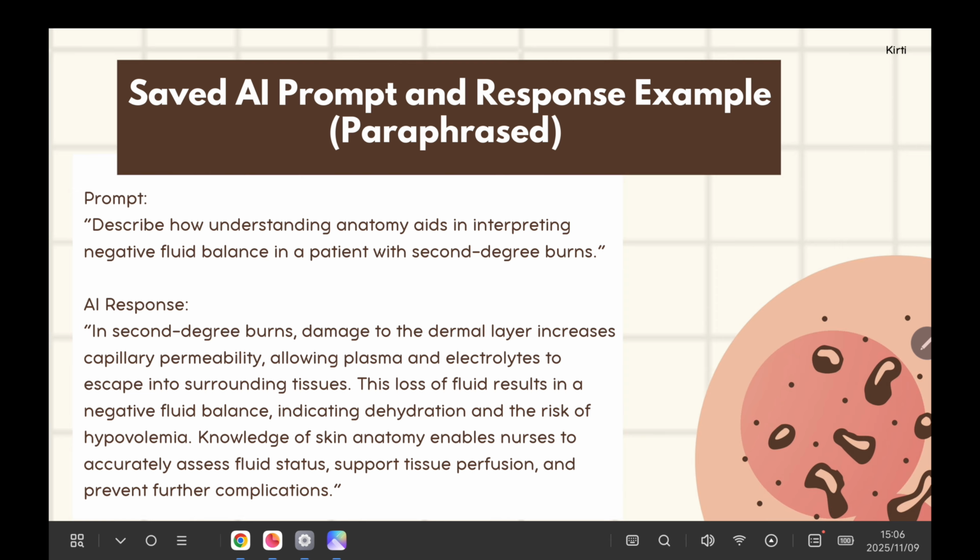This example shows how AI can bridge scientific knowledge and clinical reasoning. It doesn't just provide information, it helps interpret the physiology behind critical findings, supporting evidence based nursing care. By paraphrasing, validating, and integrating this information, we were able to explain the relationship between the burn injury and the patient's fluid imbalance in a more professional and accurate way.